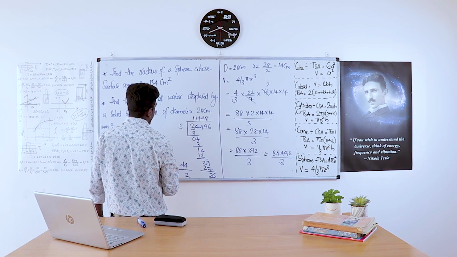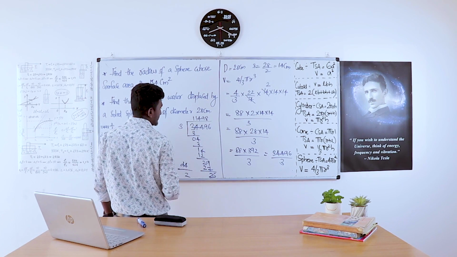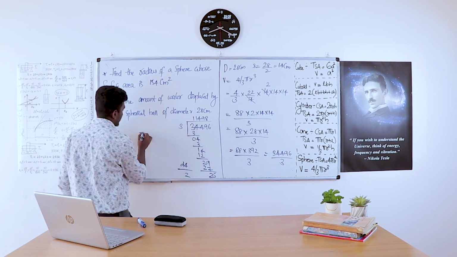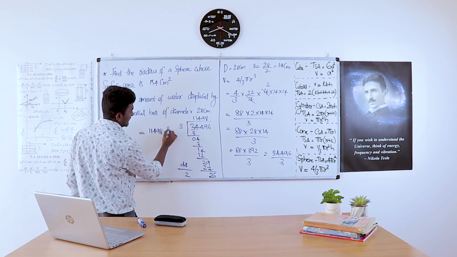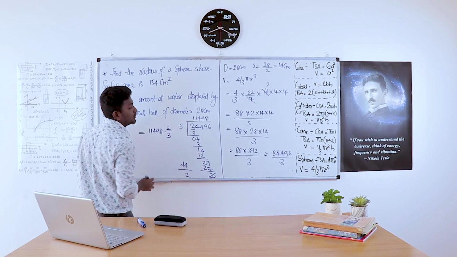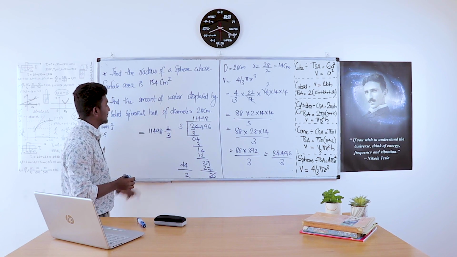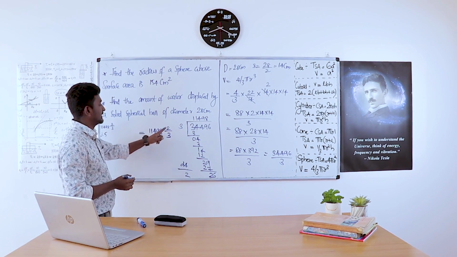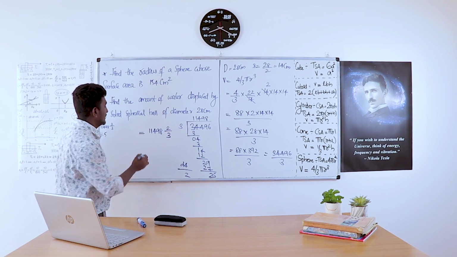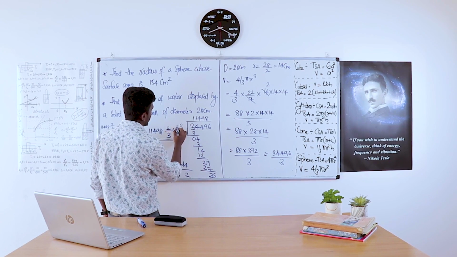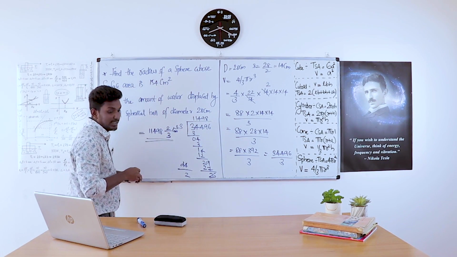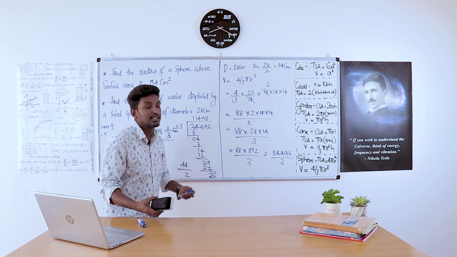Then it becomes decimal. Now I am writing it as a fraction, that is 11498 and 2 by 3. This is a q plus r by d form, q and r by d form. Quotient is 11498, remainder is 2, divisor is 3. So the answer is 11498 and 2 by 3 centimeter cube.